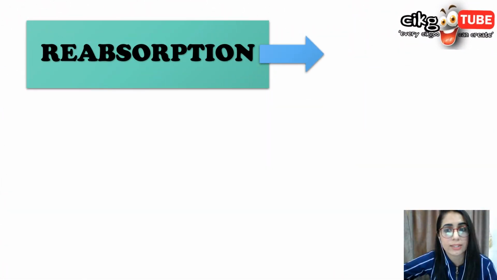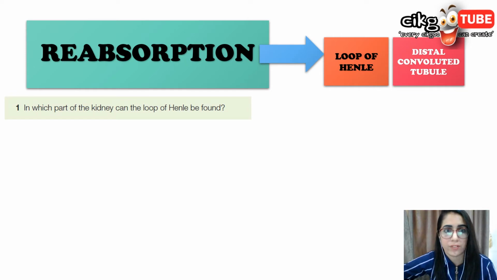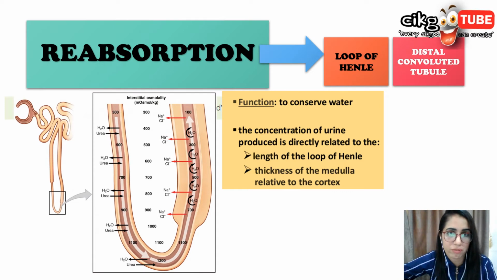Now let's look at the reabsorption in the loop of Henle and also the distal convoluted tubule. Before that, in which part of the kidney can the loop of Henle be found? It was mentioned earlier in the slide. It is actually found in the kidney medulla. Now, the reabsorption at the loop of Henle. The function is to conserve water, which means it has to reabsorb as much water as it can.